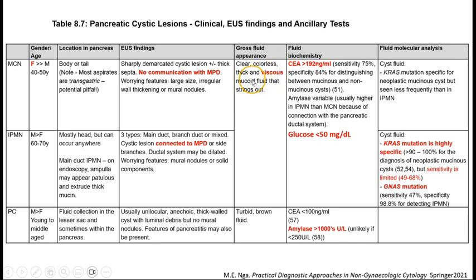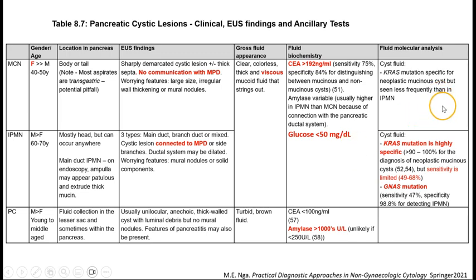And once again, we have this very thick viscous fluid both in MCNs and IPMN. So in contrast, IPMNs are more often found in males, and they are connected to the main pancreatic duct, although sometimes this connection can be difficult to visualize. The fluid biochemistry is similar in both of these lesions, usually with a CEA that is high, and amylase that can be variable, which is usually higher in IPMNs, and low levels of glucose.